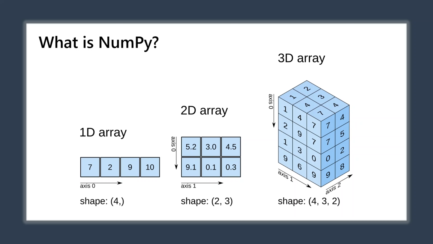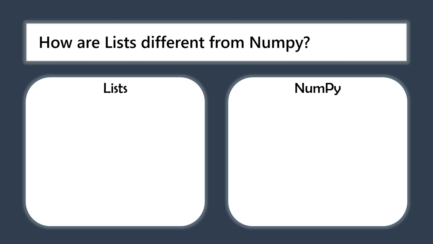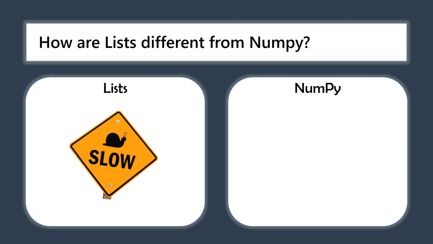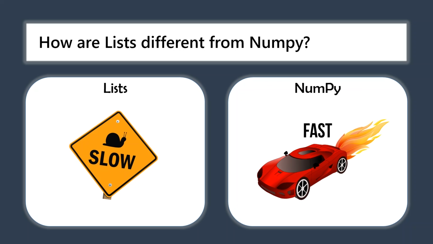And so the common question I'm commonly asked when you first bring up NumPy is why do you use NumPy over lists? So the main difference comes from the speed. Lists are very slow. Meanwhile, NumPy is very fast. And so why are lists slow and NumPy fast?